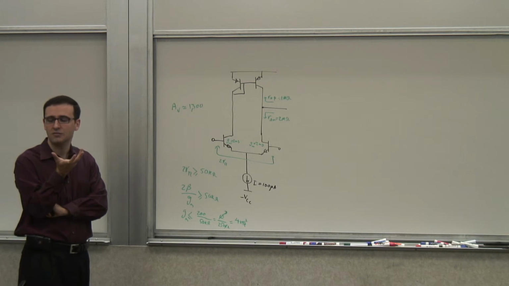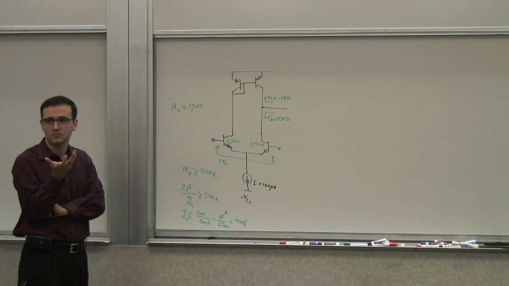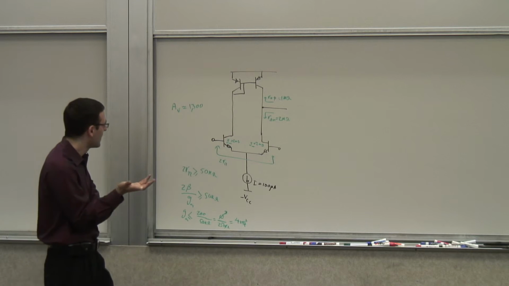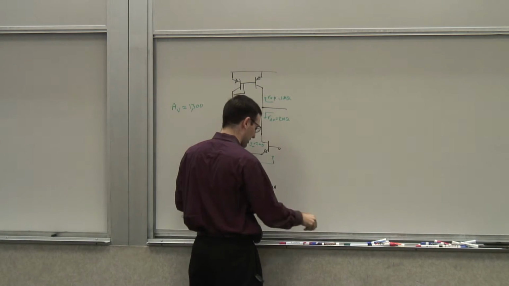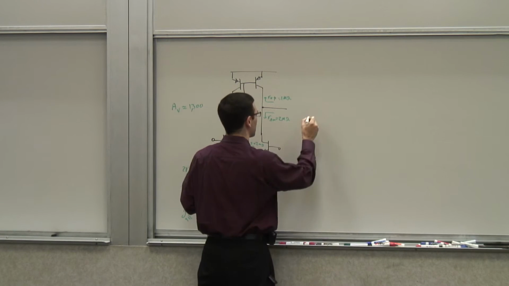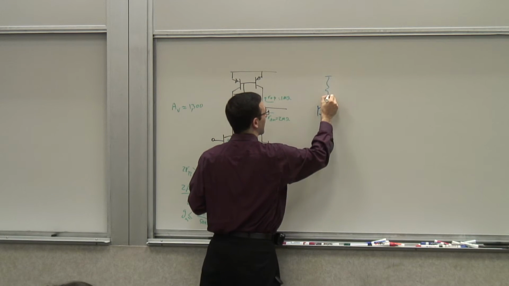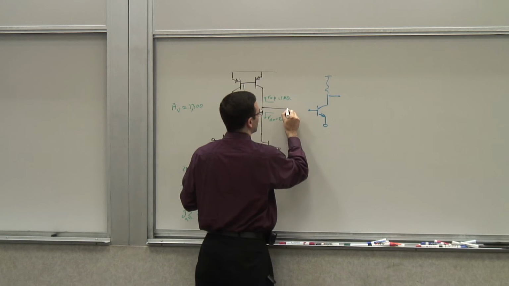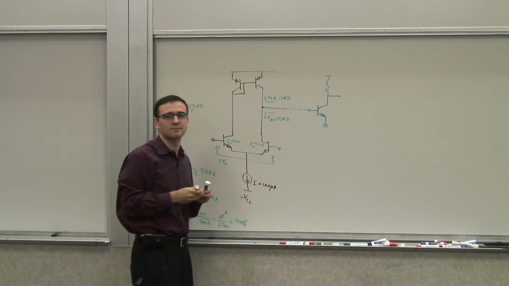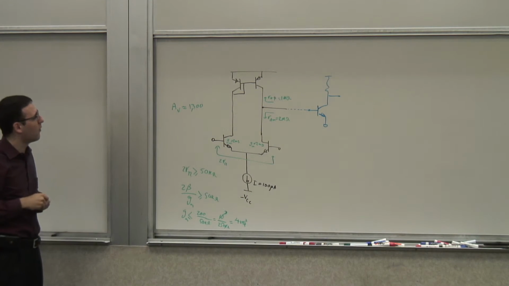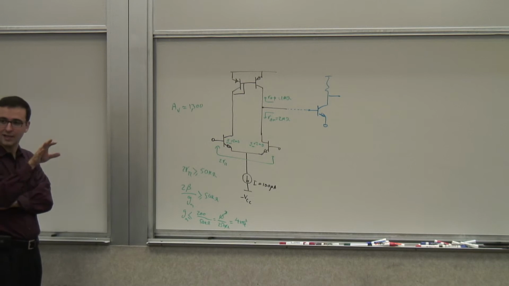So what can I get to get a gain of 1,000? What kind of stage gives me reasonably high voltage gain? Common emitter, right? So I need a common emitter. But now let's say for a second, let's forget about the biasing. So let's say I could connect a common emitter here, like that. Okay. Now, would that work if I could connect them without worrying about bias levels?